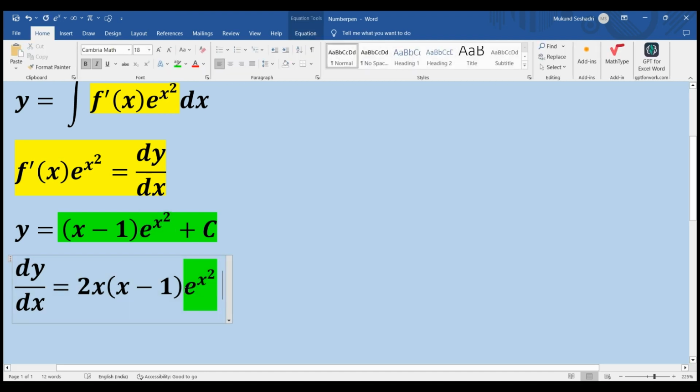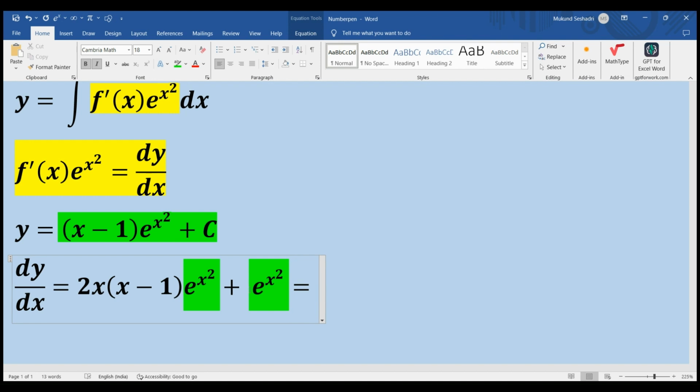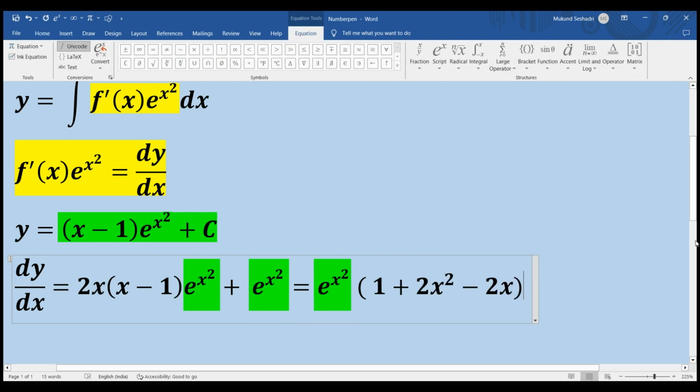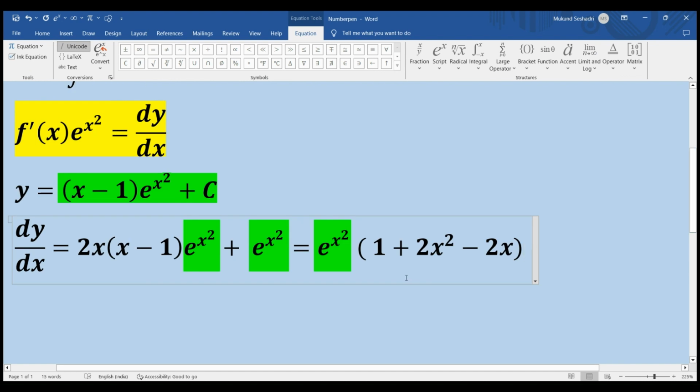So this is my step 1, and my step 2 is I go and differentiate x minus 1, which is nothing but a 1, and then I retain the other function in the product, which is my e to the power x square, right? And then I differentiate my c, which is a constant, which is nothing but a 0. So what I have here is e to the power x square times, I know that I can pull out my e to the power x square as a common factor. I open my bracket, I get a 1 plus 2x square minus 2x, right? So this is what I get for my dy by dx.